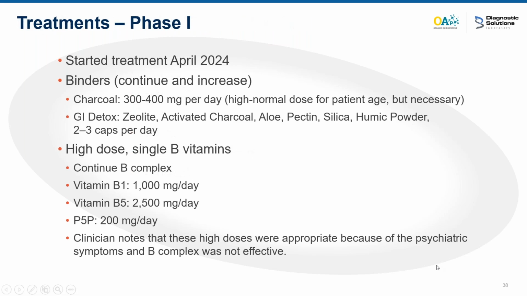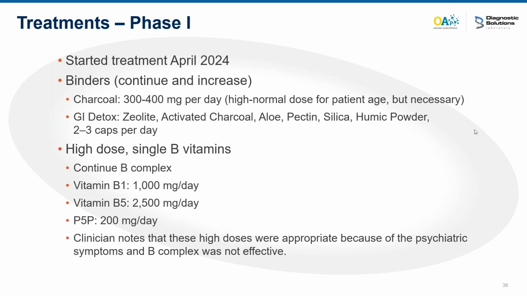So here's phase 1 of the treatment protocol. This was started around April 2024. So the binders, the clinician had Dee Dee continue and increase these. So she was on charcoal at 300 to 400 milligrams per day, which the clinician did acknowledge is a high normal dose for a patient this age, but it was necessary in her case. I mean, they were basically trying to manage these intrusive thoughts. She was also on GI detox, so a variety of binders.